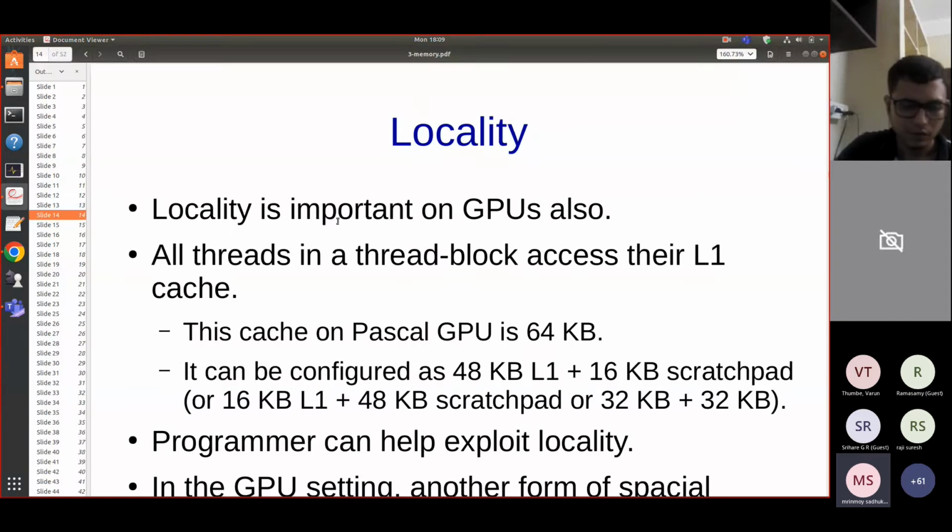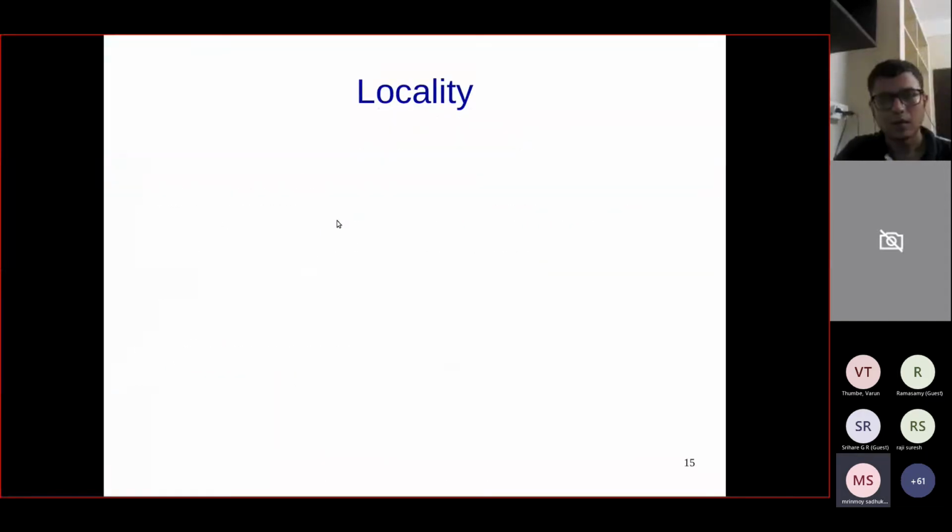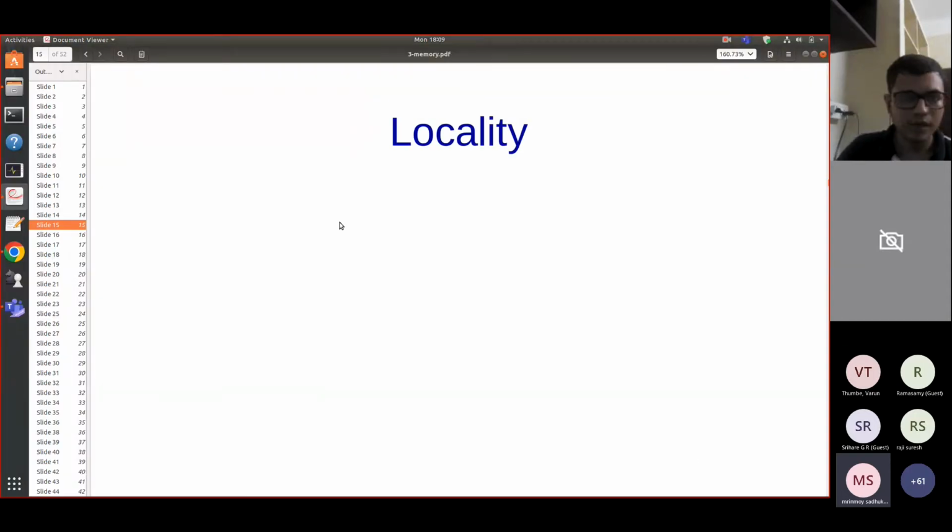Okay, I think I should move on from here. Let's come back to CPU again. There are two types of locality on CPU. Can anyone quickly tell what those two forms of locality are, which we generally talk about when it comes to CPU? I want you to quickly tell me what those two forms of locality are.